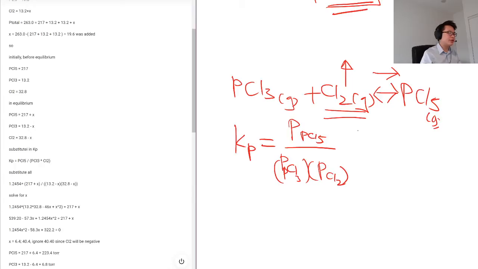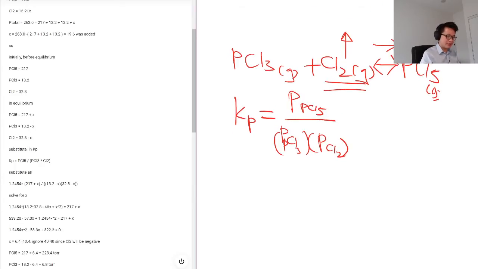All right, so if we are going to write our ICE table, I am going to go down a little bit. So we want to write our ICE table. Okay, so first of all, we have 217 PCl5, but we add in more chlorine gas. So we are expecting the PCl5 to increase, but the Cl2 and PCl3 are going to decrease. So therefore, we are going to set up the ICE table. When we set up the ICE table, the initial condition will be the one just after adding the chlorine gas.